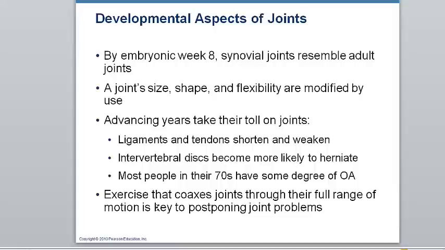The last part of your chapter 8 is your developmental aspects. By week 8, your synovial joint resembles an adult's. The joint size and flexibility are modified by use. So as you use your joint, you tend to modify your joint size, shape, and flexibility as well. And that is basically why if you start working out or doing ballet or any kind of gymnastics at a younger age, you have more flexibility compared to taking up ballet or gymnastics at an older age. Or the same goes with practicing yoga.